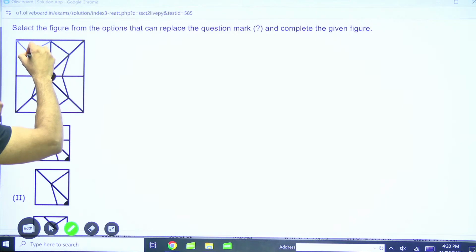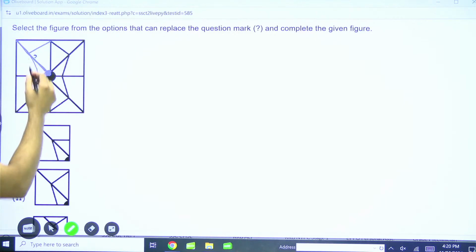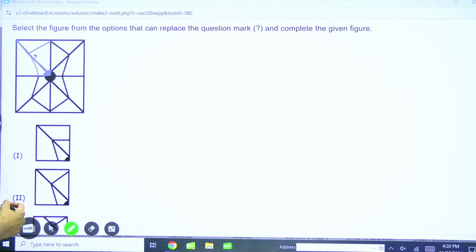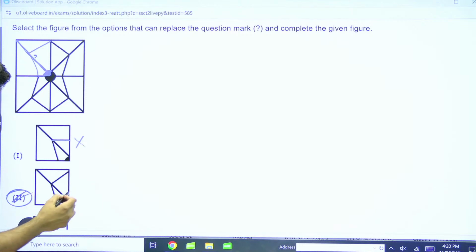Okay, so which image is matching with this one? One is wrong because this is a straight line and we need a diagonal. I think option number 2 is the right one. Option number 2 is matching correctly. Let's see other options as well.